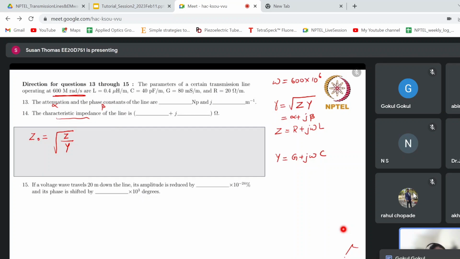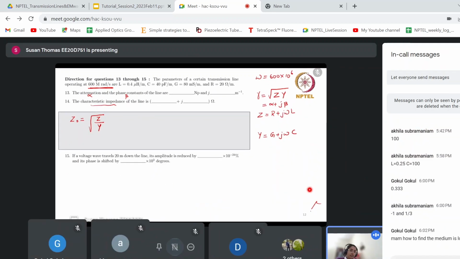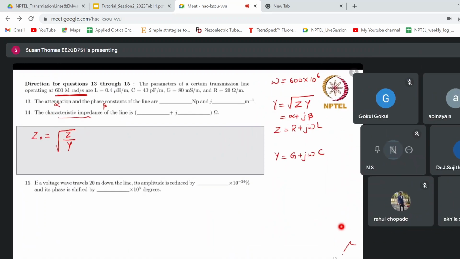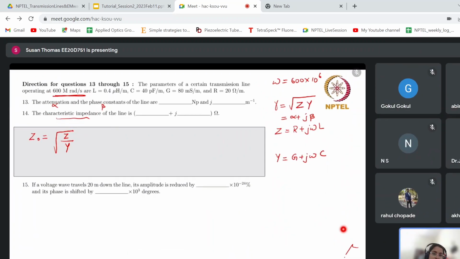Okay, how to find if the medium is lossy? There is a question from Gokul. Very simple. See whether R and G is present or not, resistance and conductance. If R and G both are 0, then we say that it is a lossless transmission line. Otherwise, it is a lossy transmission line. So that's a simple answer to that. So here, because R and G are present, we say it is lossy.